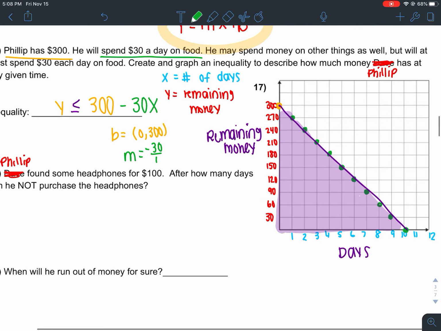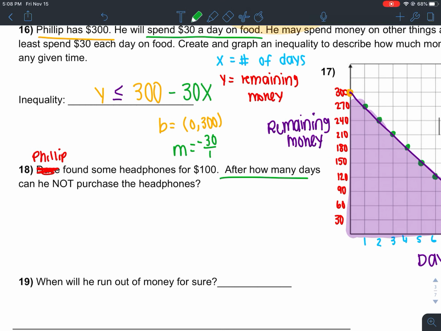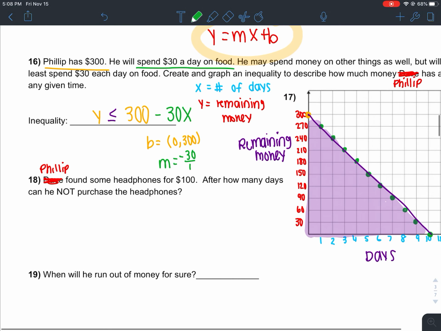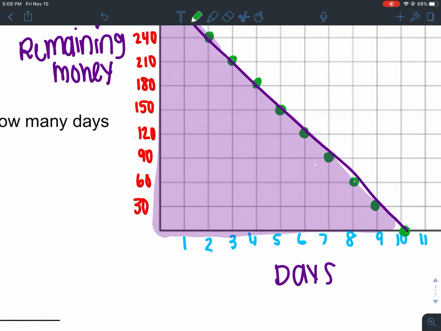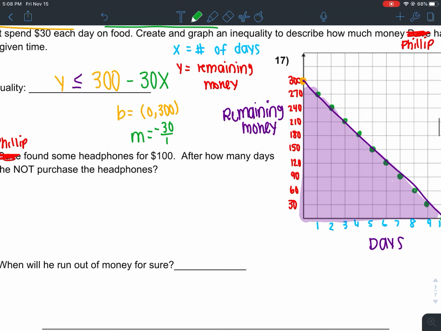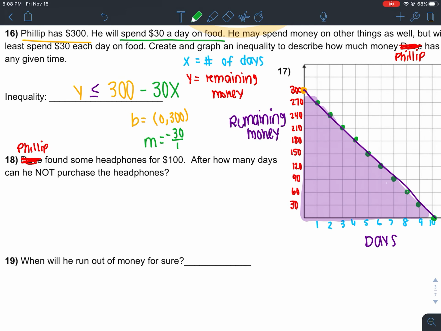So we want to keep going and see how many days until he can't purchase them. So we want to get to a point where he doesn't even have $100 and he can't purchase it. So let's test. After 6 days, he has $120. So he still has enough for headphones. After 7 days, he only has $90 left. So at this point, he can't afford those $100 headphones. So it would be 7 days.